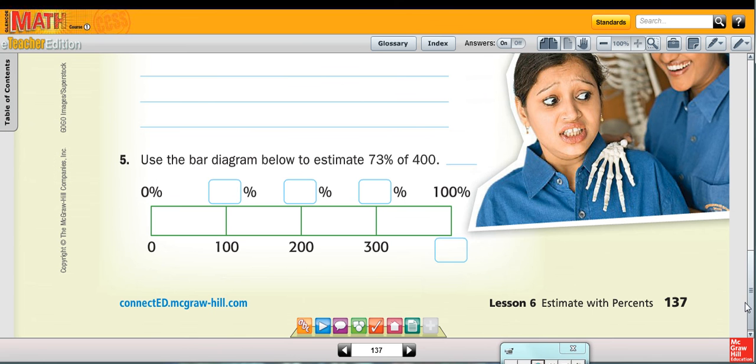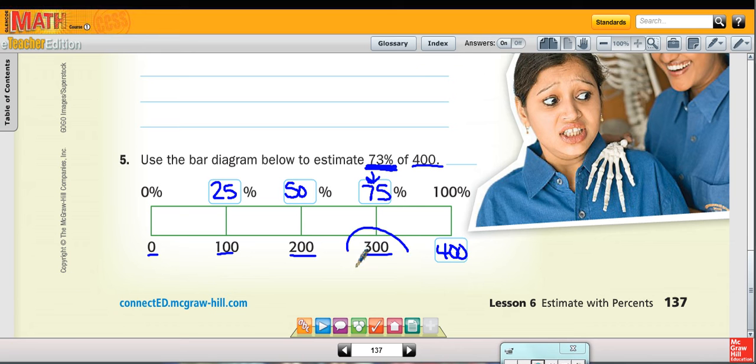Look at number 5. Use the bar diagram to estimate 73% of 400. How many groups do we have again? 4, so we're going by what percentages? 25, 50, 75. What if they had 5 boxes? What would we be going by? 20%. What if they had 2 boxes? 50. Okay, so we could use that. Then we're going by what here on the bottom? By the hundreds, so this last one should be 400, which makes sense because that was here. 73% is pretty close to what? 75%, which is here, so our answer would be 300.